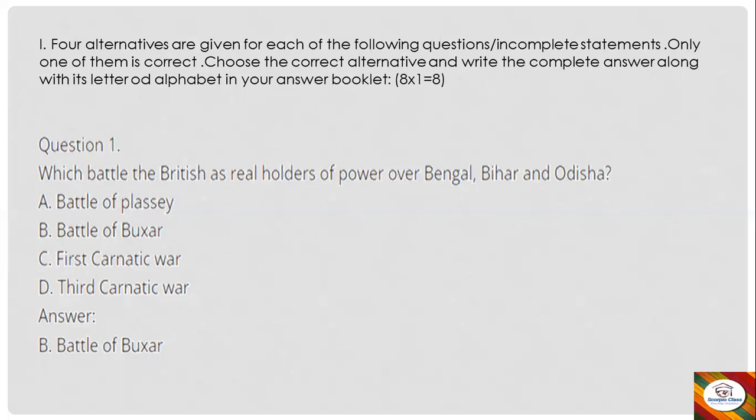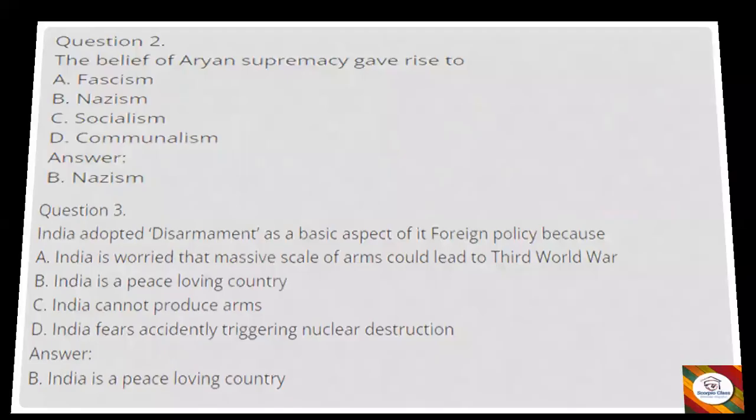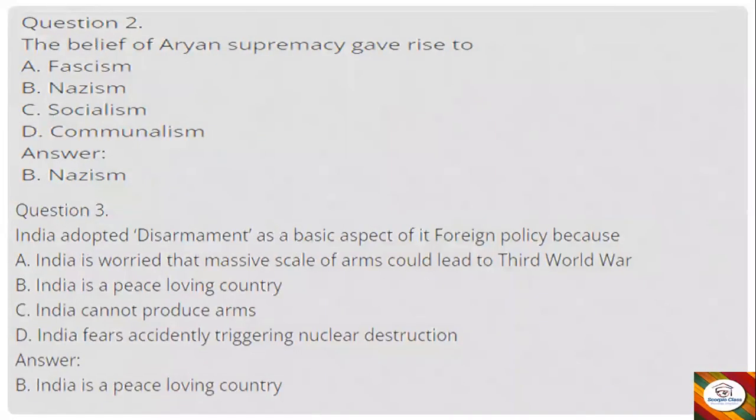Which battle made the British the real holders of power over Bengal, Bihar, and Orissa? Is it option A, Battle of Plassey, B, Battle of Buxar, C, First Carnatic War, D, Third Carnatic War? And the answer is B, Battle of Buxar. Next, question 2. The belief of Aryan supremacy gave rise to A. Fascism, B. Nazism, C. Socialism, or D. Communalism? And the answer is B.